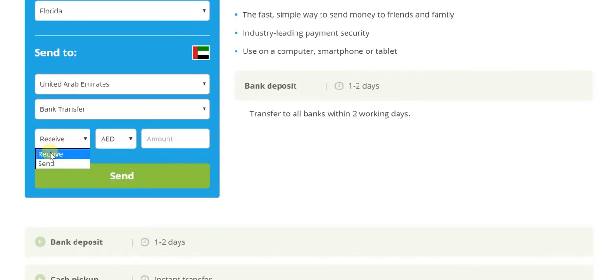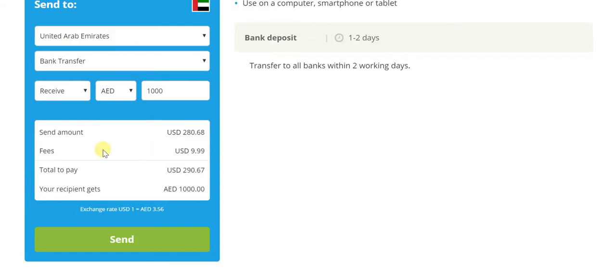Between send and receive, we might as well look at receive, whereby you know the exact amount which the recipient in the United Arab Emirates is to receive in dirhams. Let's take a relatively nominal figure of 1000 dirhams, which the recipient is to receive. Now, for that, the send amount for you in the US would be 280.68 US dollars with applicable World Remit fees of 9.99 US dollars only, whereby the total to pay would be USD 290.67 for the recipient to receive 1000 dirhams at the exchange rate of 3.56 dirhams to a US dollar.